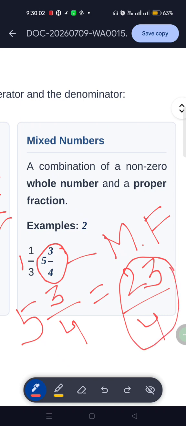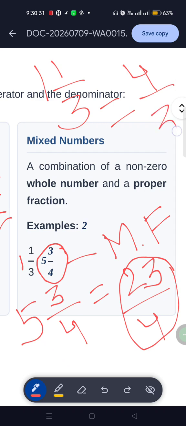Here 1 upon 3 is a proper fraction, so you will make it a mixed fraction by putting 1 here. It disappeared by misprinting, so you can take 1 here. 1 into 1 by 3 will become a mixed fraction, and you can solve it. You will multiply 3 by 1, 3 ones are 3, and 1 is 4, so it will become 4 upon 3, and 4 upon 3 is an improper fraction because you can't get 4 out of 3.